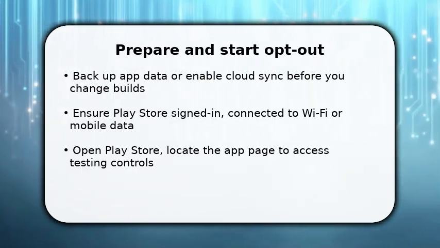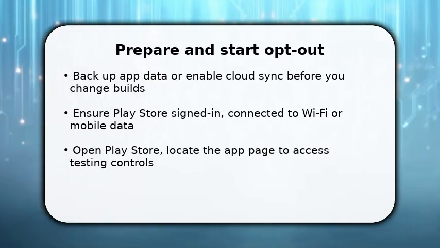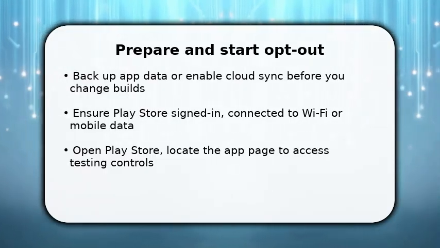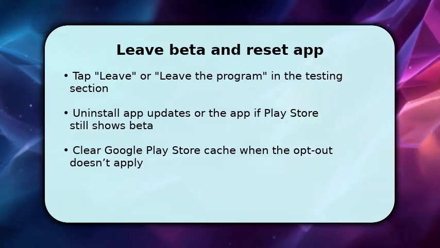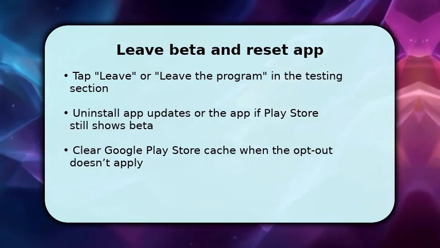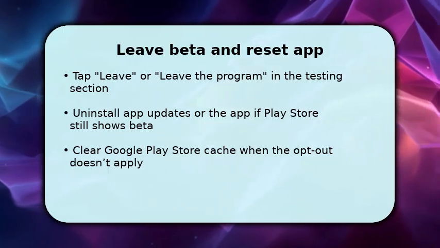Go straight to that app listing so you can opt out immediately and trigger the switch back toward the stable release. After you leave the beta program, make sure the Play Store acknowledges the opt-out. If it doesn't, uninstall app updates or remove the app entirely to force a clean state. Once removed, clear the Play Store cache and restart the Play Store so it refreshes available builds.